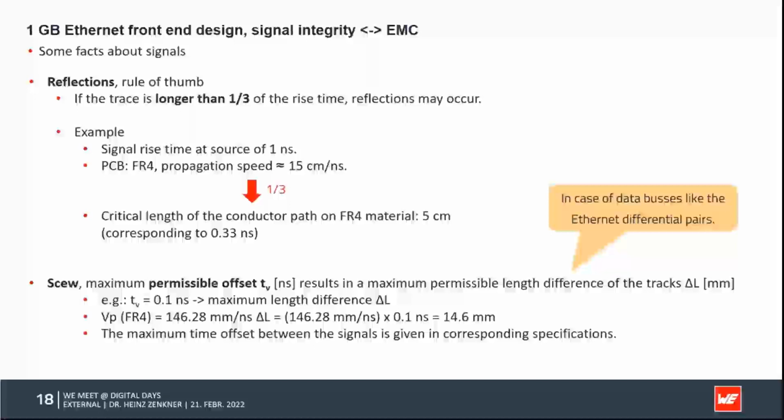And if we have a maximum deviation according to the standard of 0.1 nanosecond, this means if you have a skew, a length deviation between the channels, of more than 14 millimeters, which is quite a lot already, you may have an impact on the whole functionality. But you see, 14 millimeters, which is 1.5 centimeters, is a lot. So if the traces are not too long, it should work.